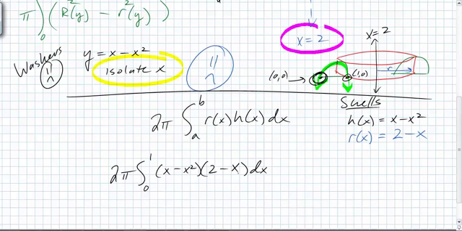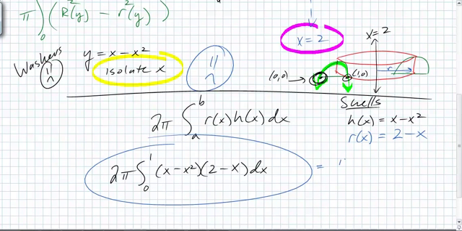Is this something you can integrate? X minus x squared times 2 minus x? Absolutely. What do you have to do first? Just multiply it out. So do that for me right now. Multiply that out and integrate that for me right now. Pi over 2. Do you agree with that?